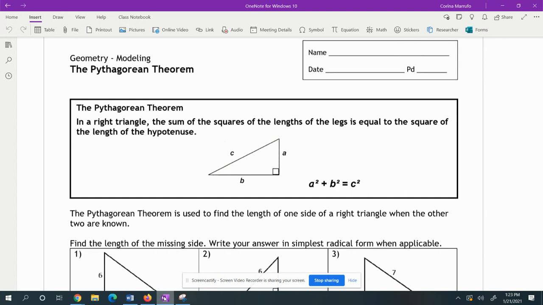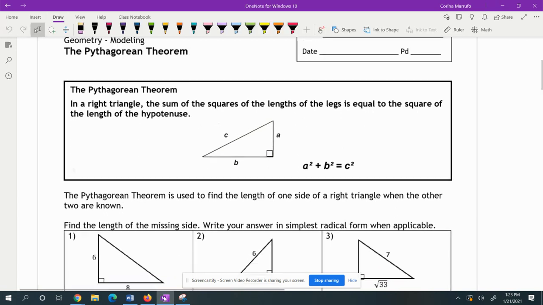So the next topic that we're covering is the Pythagorean Theorem. This is why we covered radicals before, because we're going to be simplifying in radical form, no more decimals. Okay. So here we have the Pythagorean Theorem in a right triangle.